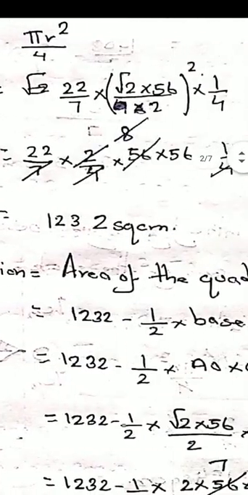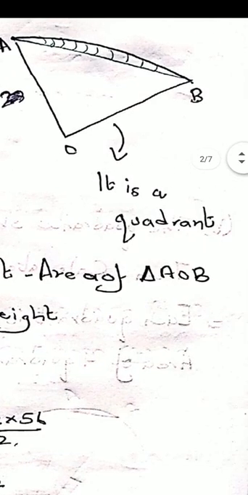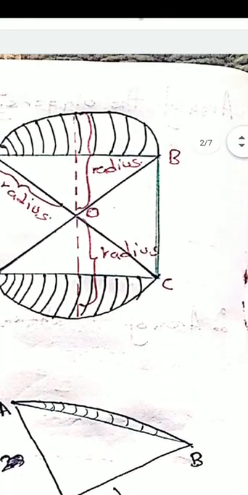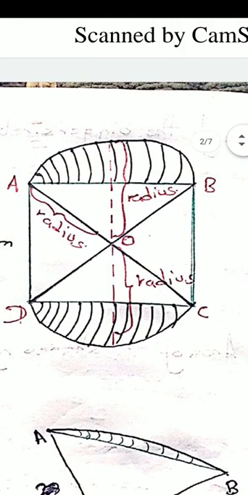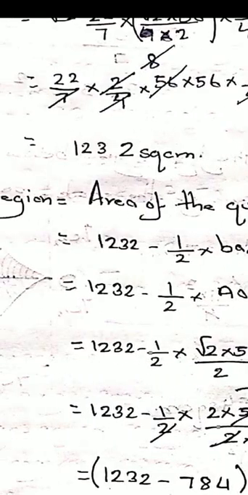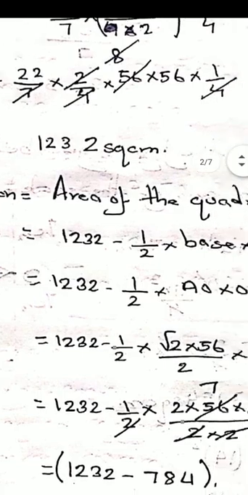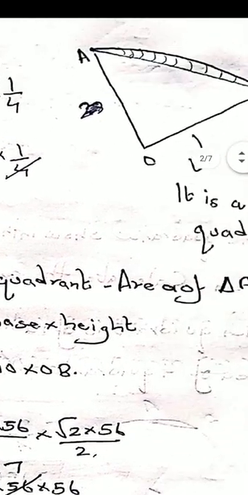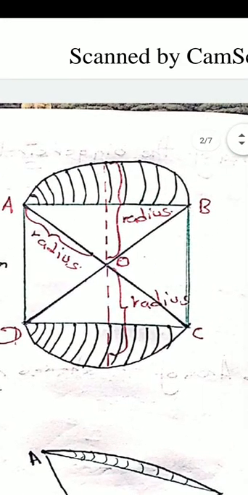Area of the shaded region equals area of the quadrant minus area of the triangle AOB. If you see in this diagram properly, area of the shaded region will be the area of the quadrant minus the area of the triangle AOB. So we have to consider that. The area of the quadrant I have found to be 1232, minus half into base into height. For AOB, AO is the height, OB is the base.